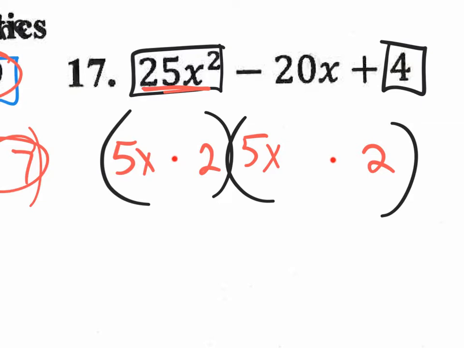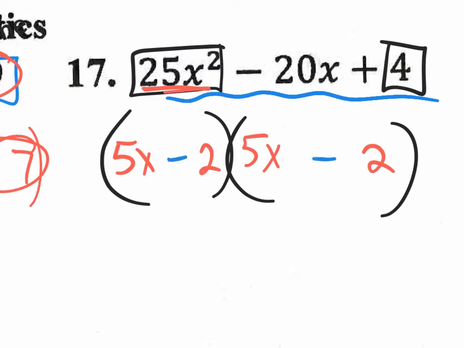In order for you to get a positive 4 at the very end of a distribution problem, you have to have a positive 2 times a positive 2 to get positive 4, or maybe a negative 2 times a negative 2 to get positive 4. So what do you guys think? If your middle sign is negative, then both of these cannot be positive, because if everything's positive, then everything would be positive. But we know that the middle term is negative. So it can't be a positive and a positive. What's it going to be? Both negative. That's right. A negative and a negative.